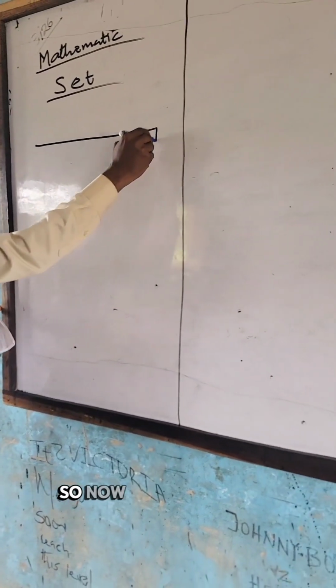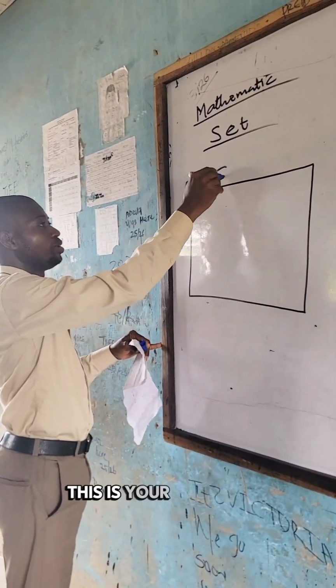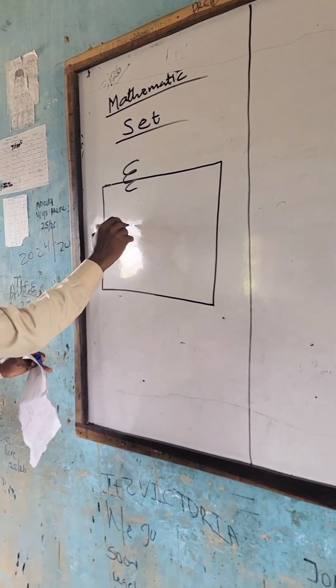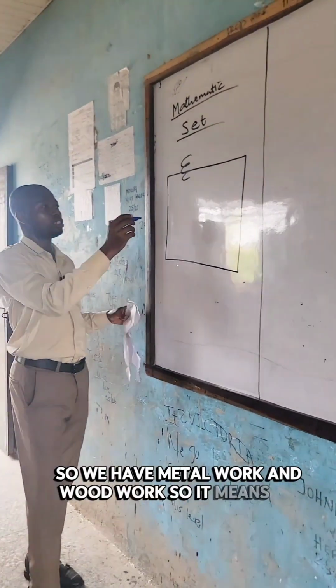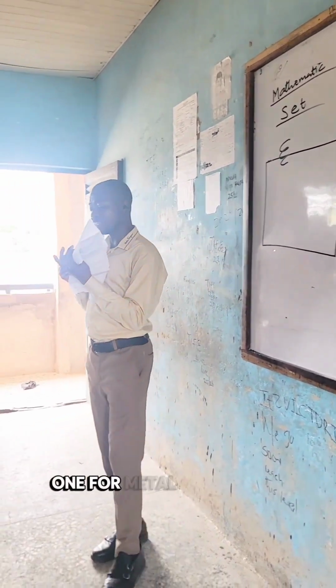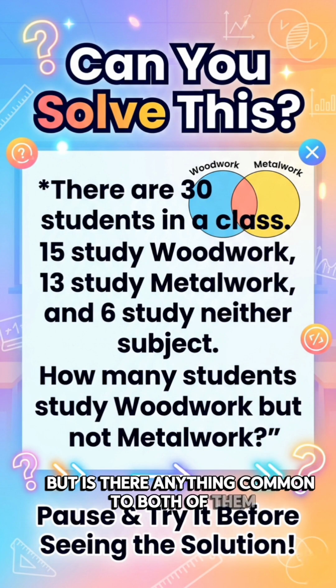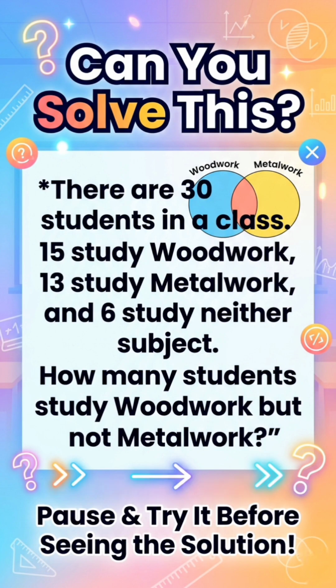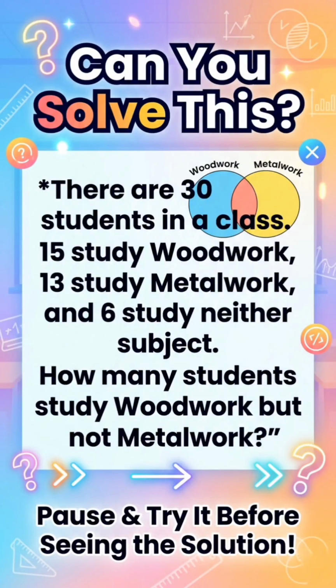So now, using a Venn diagram, this is your Venn diagram. So we have metalwork and woodwork. It means we need 2 circles, one for metalwork and one for woodwork. But is there anything common to both of them? Is there anything common? So how many students study woodwork but not metalwork?